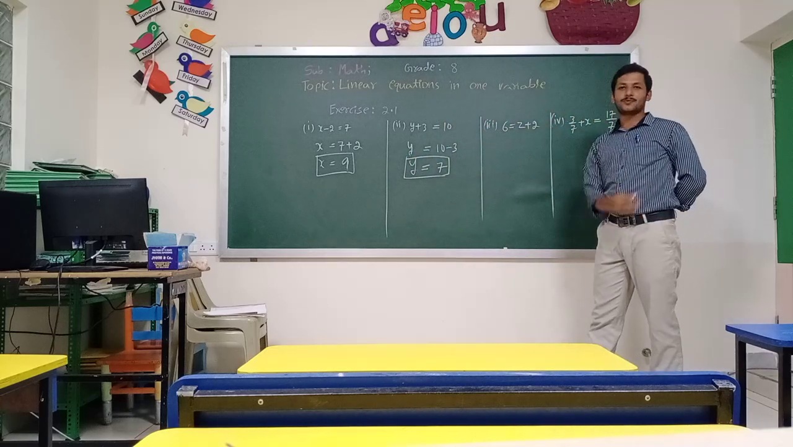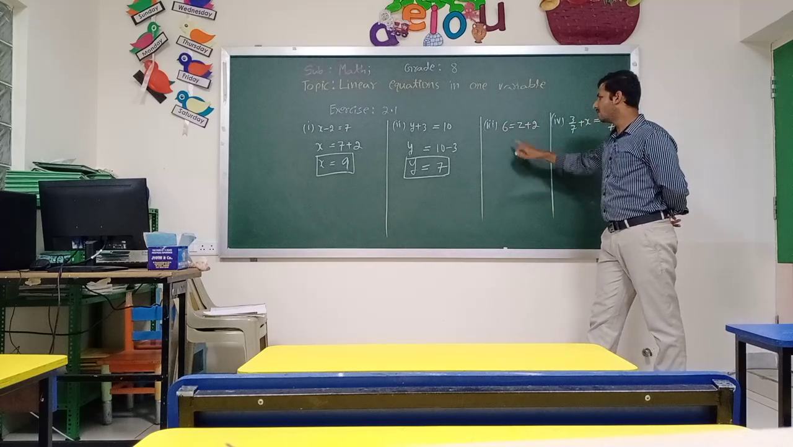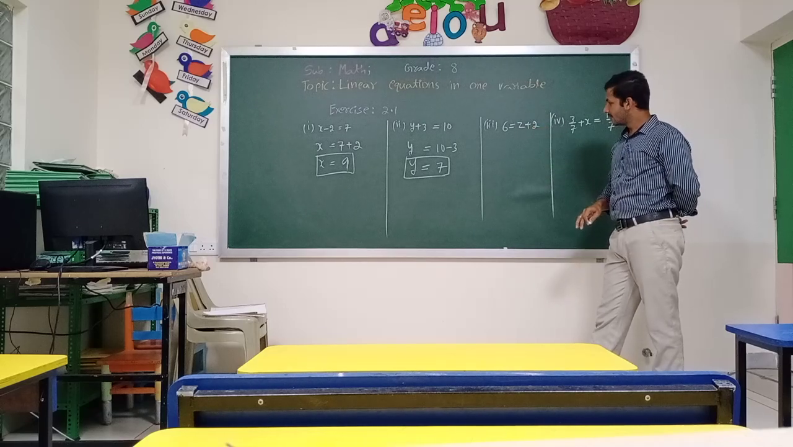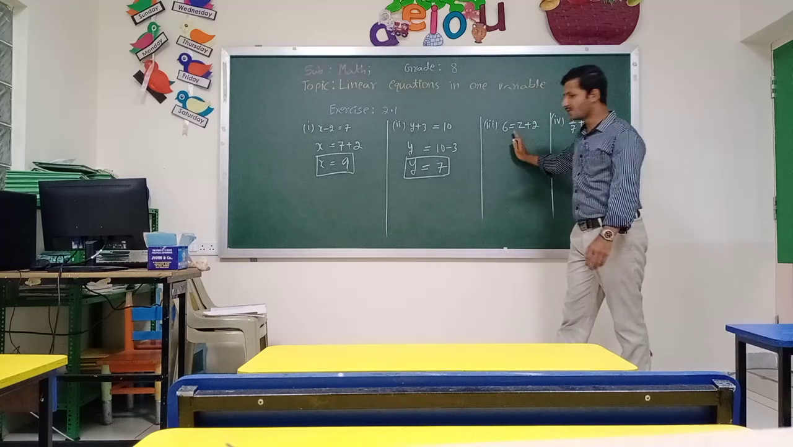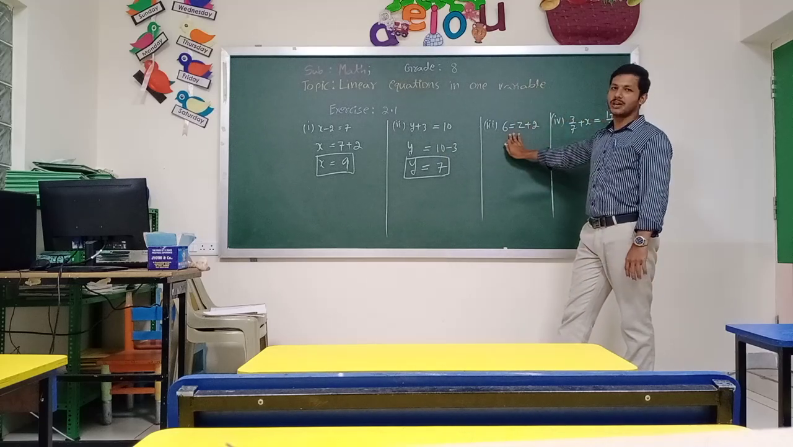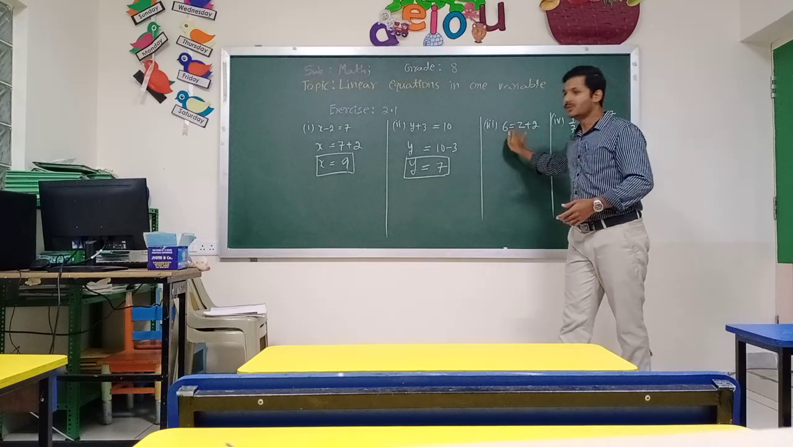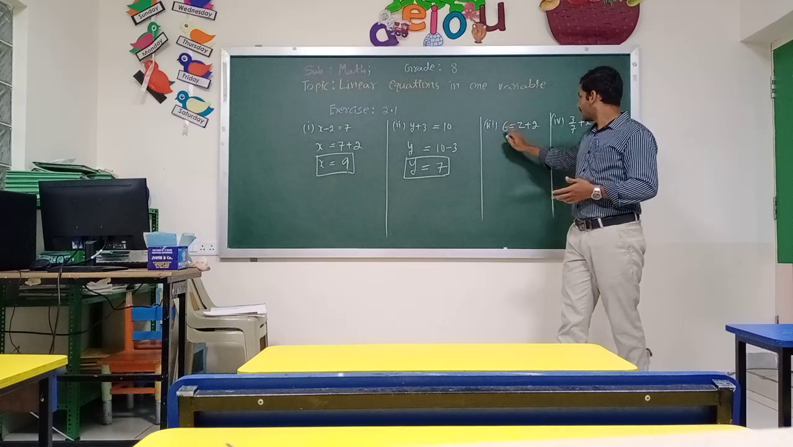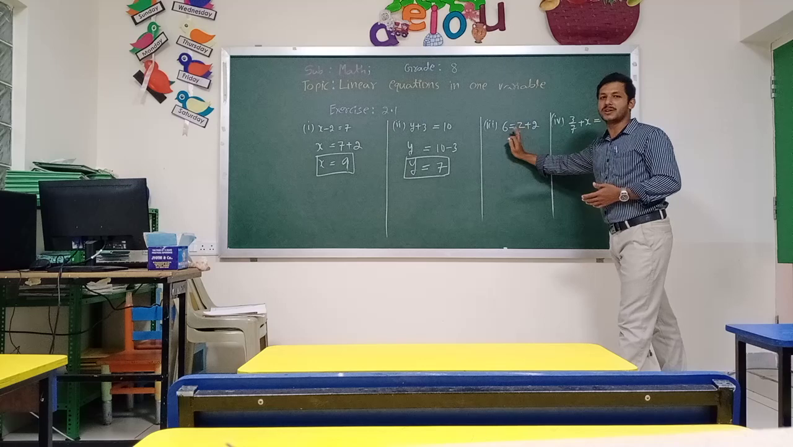We have a series of problems here in this exercise. It is the third problem now: 6 equal to z plus 2. Since these problems are of the same type, I leave it to you. You try to solve it on your own, and once you come back to school, you need to submit these problems and I will go through them. Please try these problems which are not done in the class. This is homework for you.